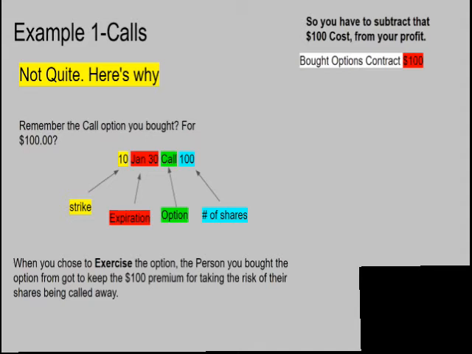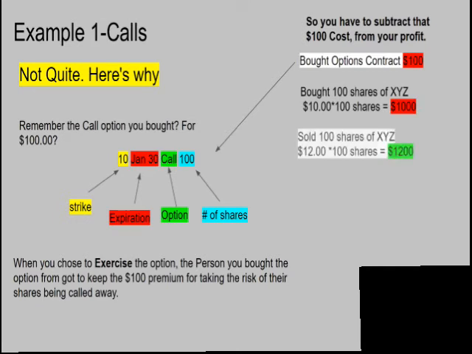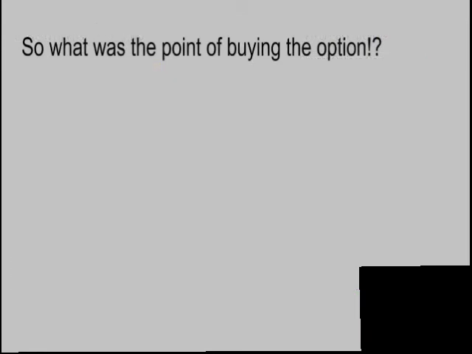You bought the options contract for $100, right there. You bought 100 shares of XYZ from this seller for $1,000. You sold 100 shares at the market for $12 a piece, getting the $1,200 back. Minus 100 minus 1,000 is minus 1,100, plus 1,200 left you with a $100 profit. All right, that makes sense to everybody. If it doesn't, just rewind the video, bring it back. You'll understand it. I think I made it pretty clear though.